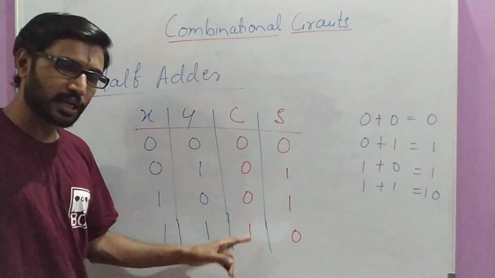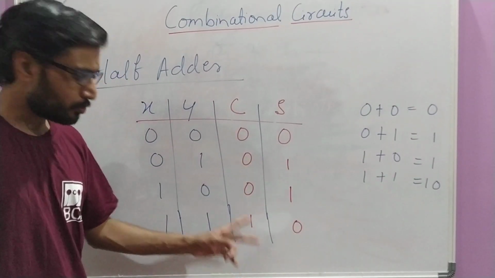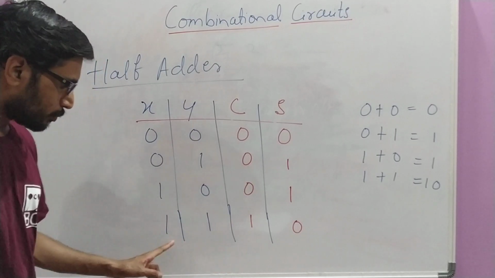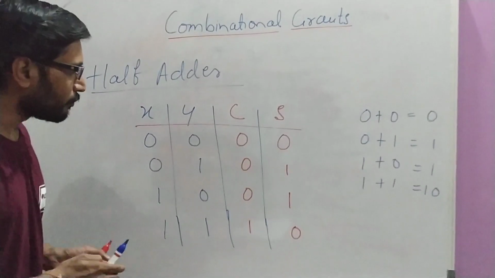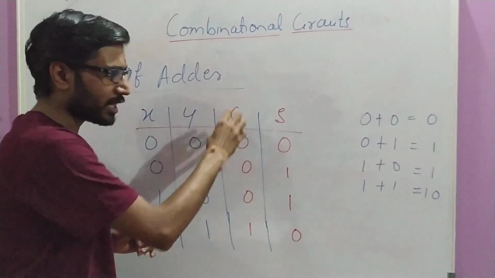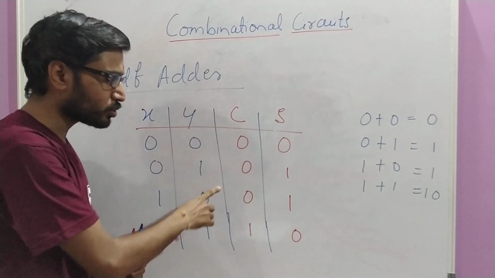So what is this basically? This is equivalent to the AND gate, because in the AND gate we know that when both the inputs are high, the output will be high. So we can get the carry as the output by using x and y, and we can use one AND gate.